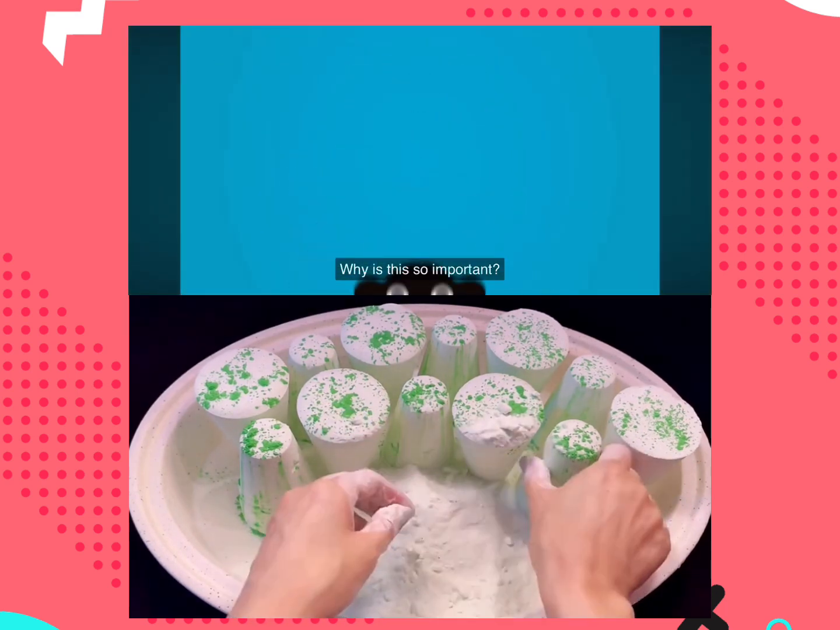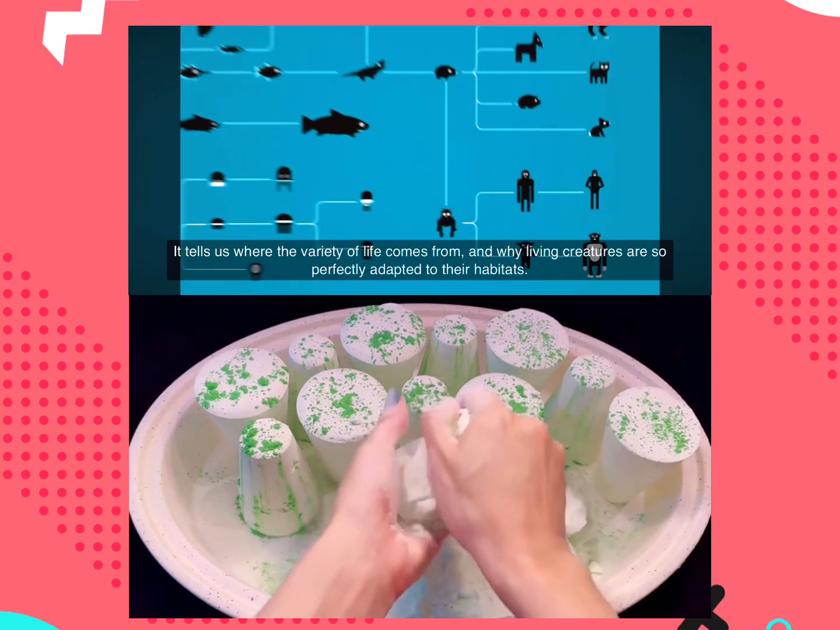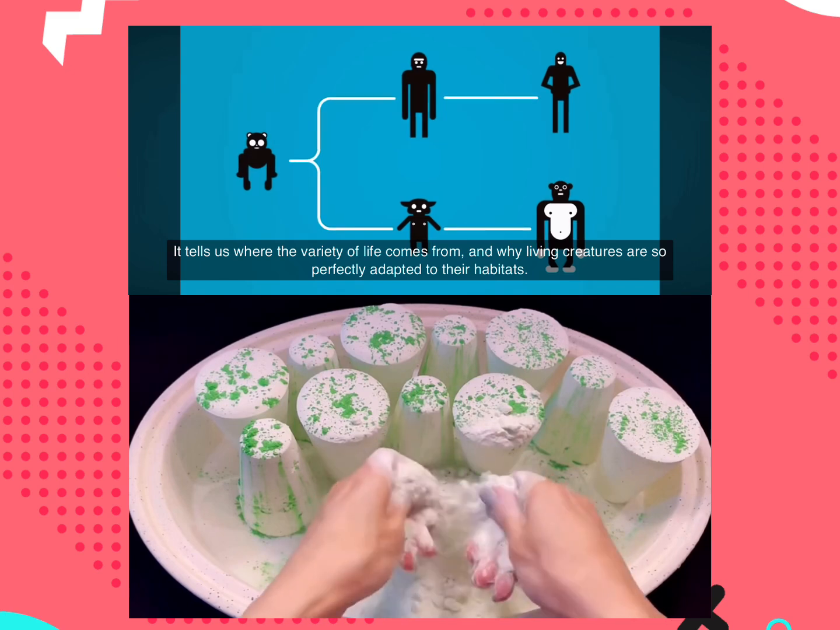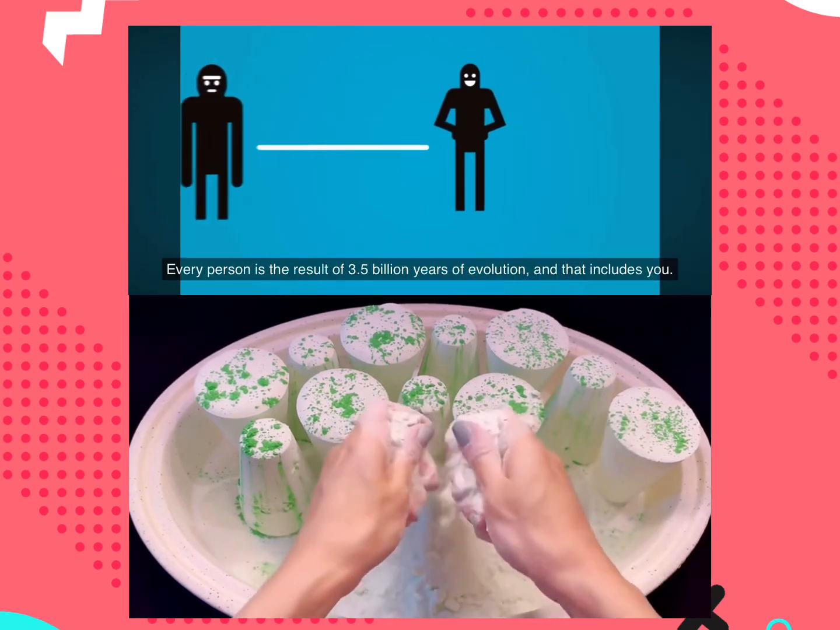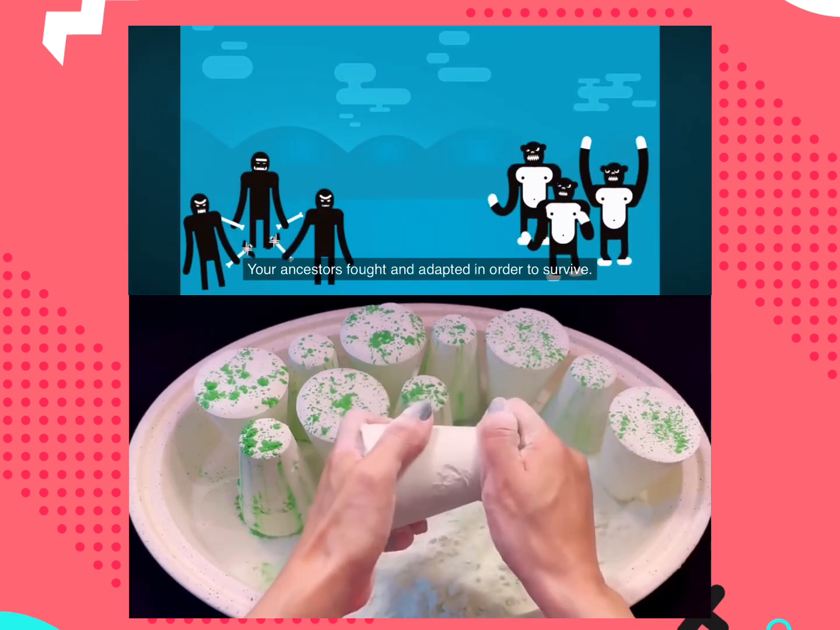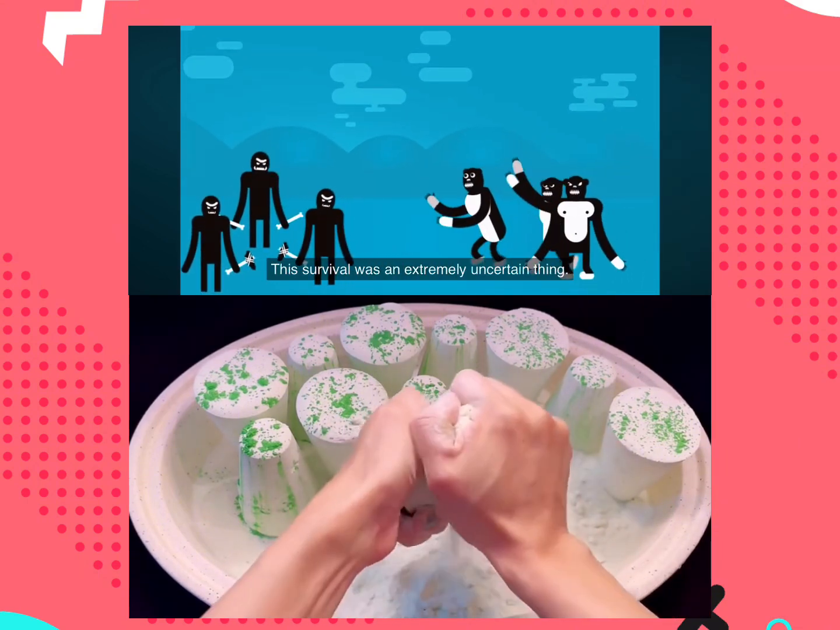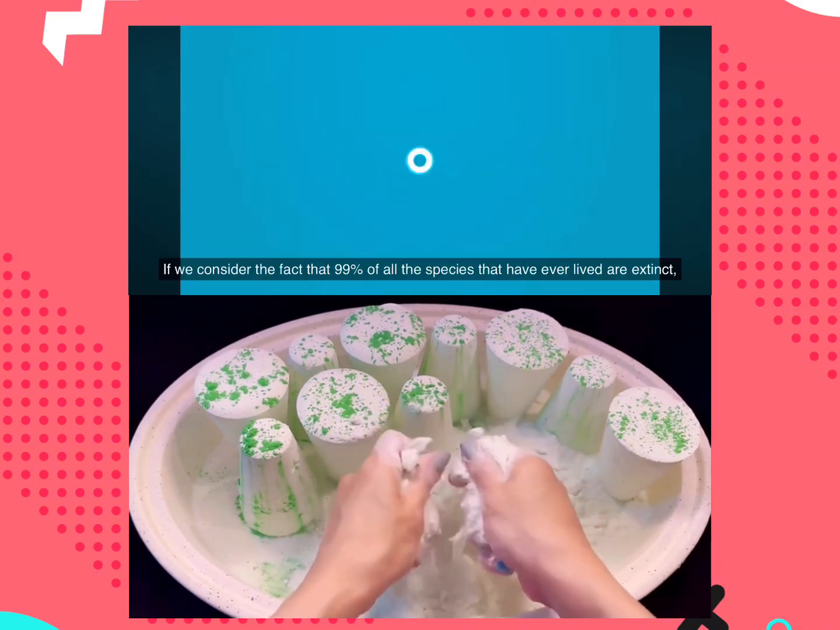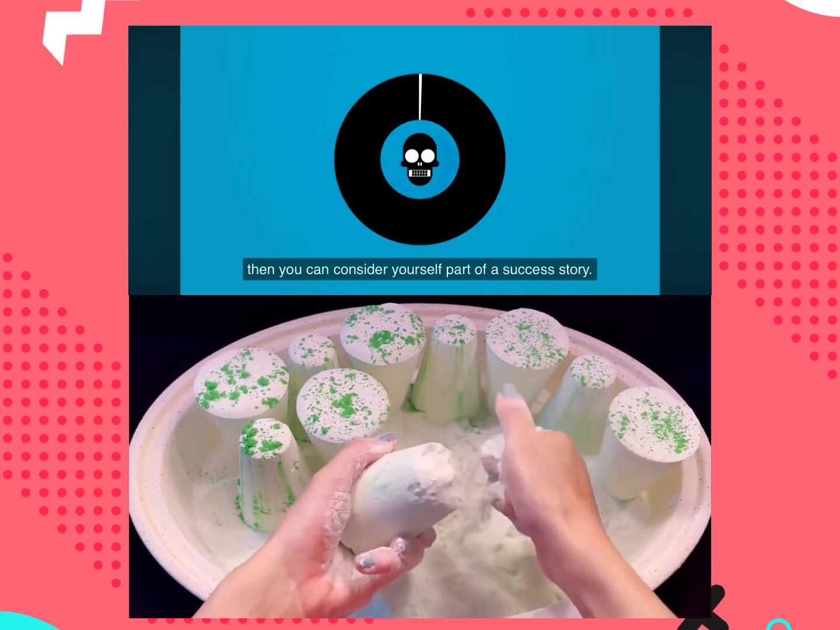Why is this so important? It tells us where the variety of life comes from and why living creatures are so perfectly adapted to their habitats. But it also affects us personally. Every person is the result of 3.5 billion years of evolution. And that includes you. Your ancestors fought and adapted in order to survive. This survival was an extremely uncertain thing. If we consider the fact that 99% of all the species that have ever lived are extinct, then you can consider yourself part of a success story.